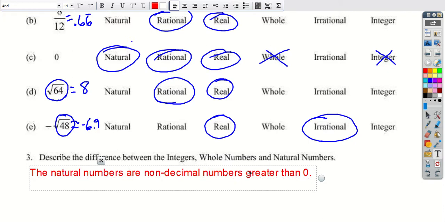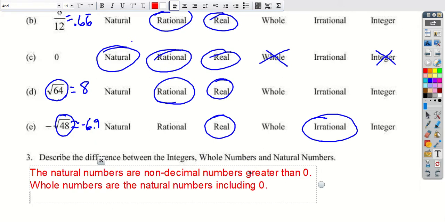We're going to say now that the whole numbers, we can say the same thing except greater than or equal to 0, or we can say the whole numbers are the natural numbers including 0. That's another way to look at it. Natural numbers, 1, 2, 3, 4, 5, and so on, non-decimal, and we're including 0. And then we say the integers are the positive and negative whole numbers.